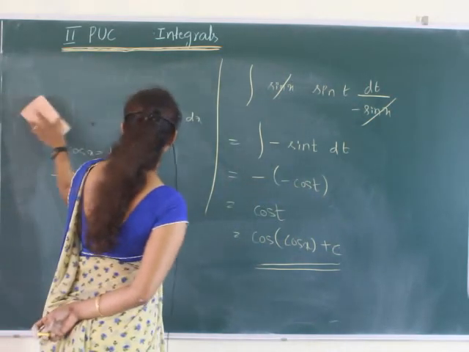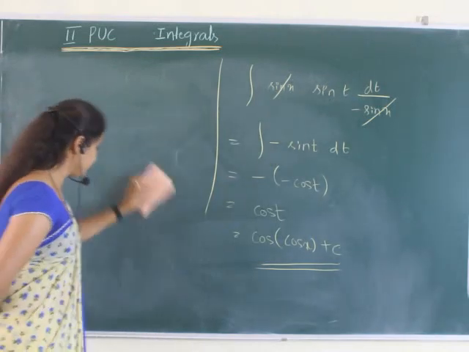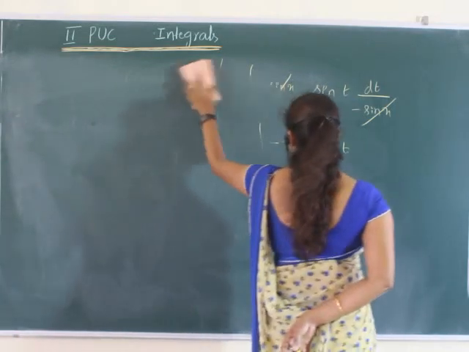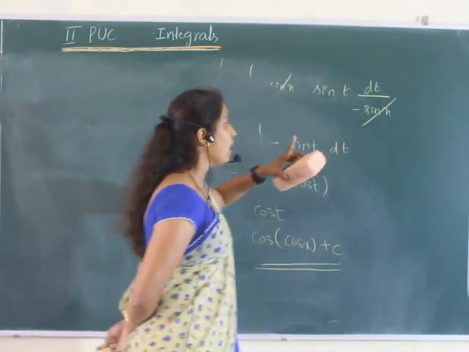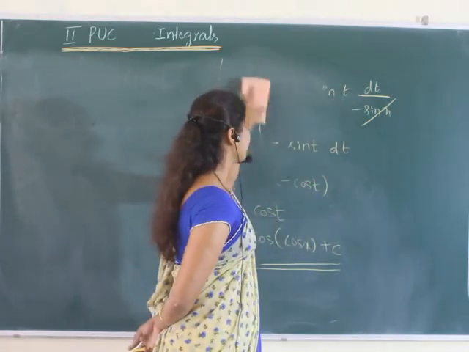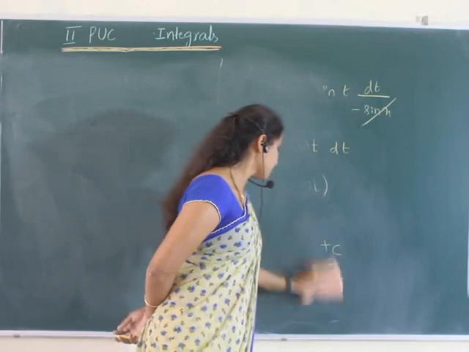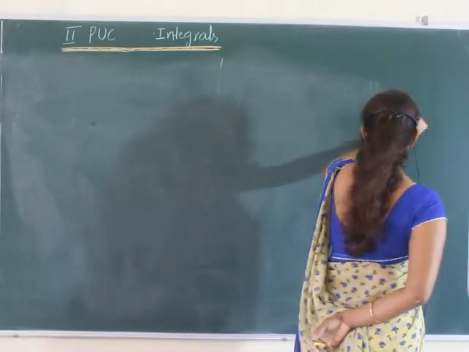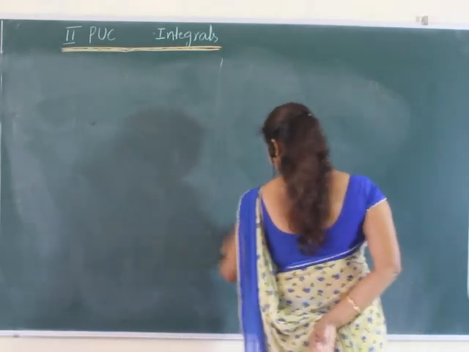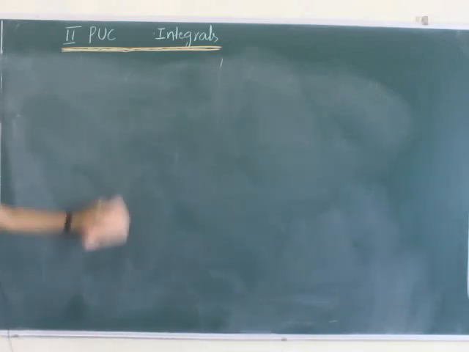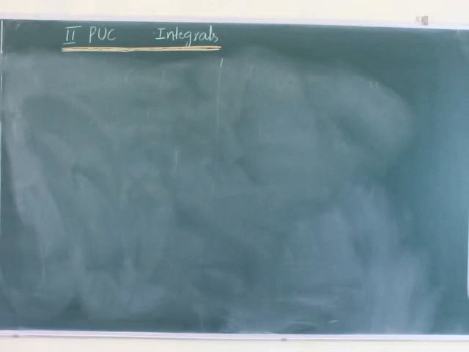Sin x into sine of cos x. Here you can see if I substitute sin x as t, we cannot cancel those terms because cos x is an angle. That's why we have to make the substitution cos x as t. Next one. These kind of questions will be asked for how many marks? A simple one will be asked for 1 mark, and this will be asked for 2 marks.